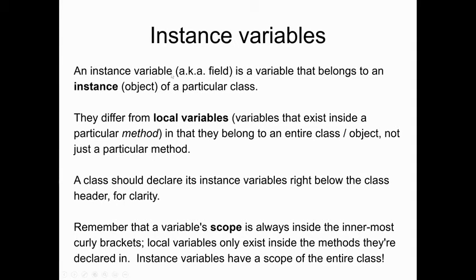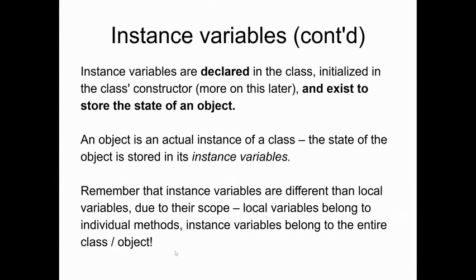An instance variable, also known as a field, sometimes called properties or attributes, is a variable that belongs to an instance or an object of a particular class. They differ from local variables in that they belong to an entire class or object, not to a particular method. Local variables are those that exist inside of a particular method. A class should declare its instance variables right below the class header for clarity. Remember that a variable's scope is always inside the innermost curly brackets. Local variables only exist within the methods that they're declared in. Instance variables have a scope for the entire class.